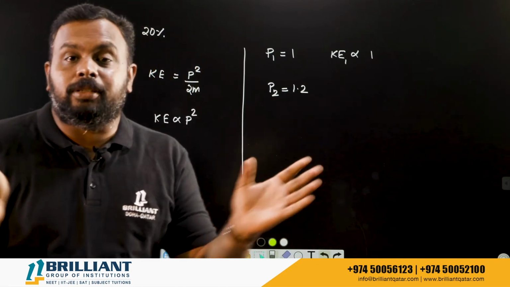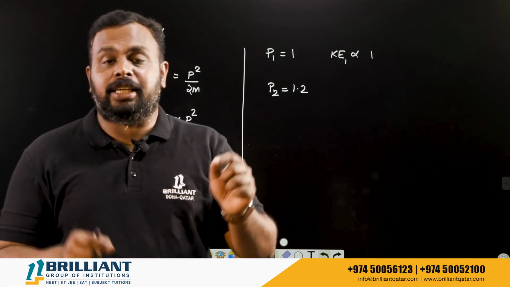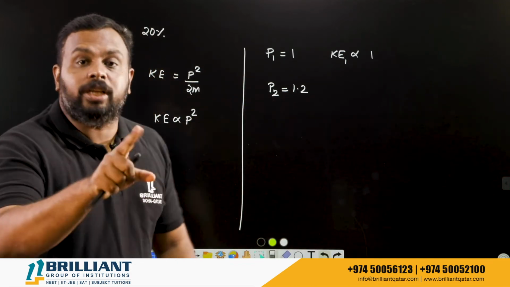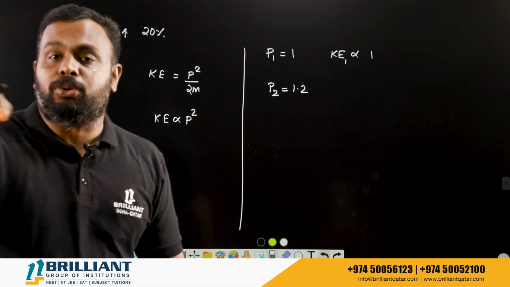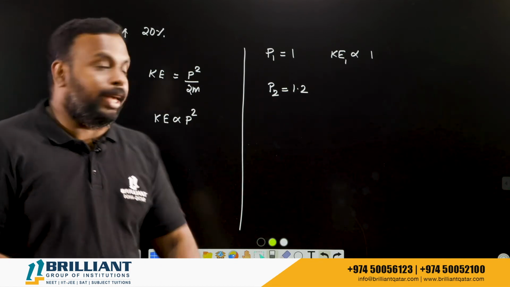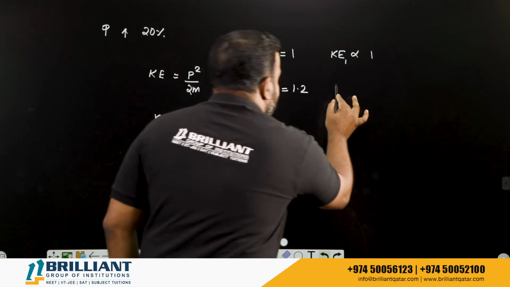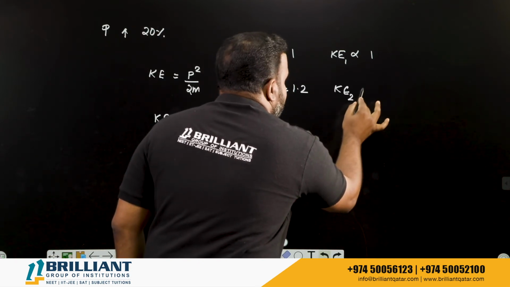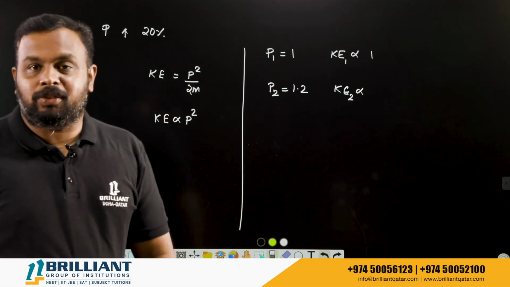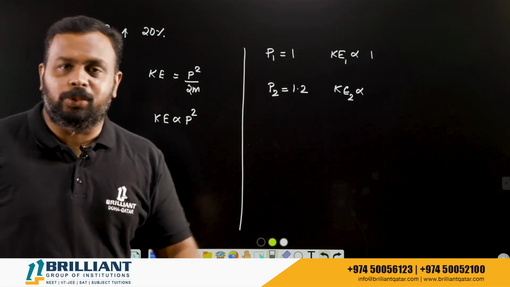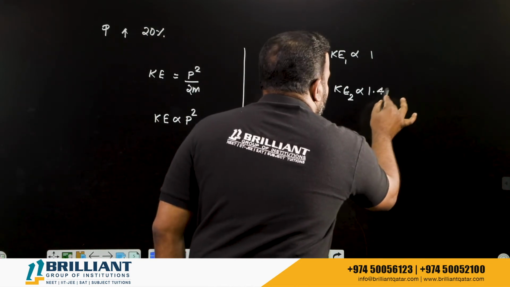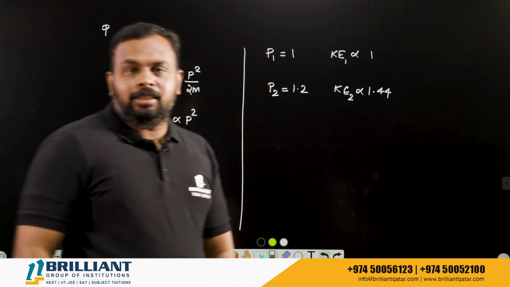1.2. So here, students, please note that in the question, if they are asking if the momentum is increased by 30%, then what will be P2? 1.3. 40% means 1.4. Like that, you can easily write it. 50% means it will be 1.5. Okay, then what will be the new kinetic energy? KE2 will be proportional to 1.2 square, right? Square of 1.2. 12 square is 144. So 1.2 square will be what? 1.44. That's it. Is it clear?